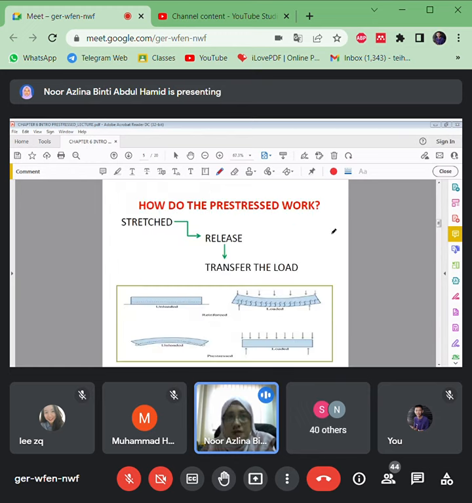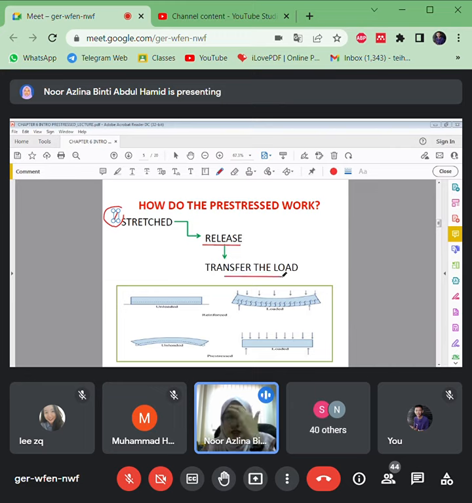So these are the basic things that you need to understand. How does pre-stressing work? First, we have to stretch. Okay, kita kena tarik steel tu. Okay, and then release in order to transfer the load to the concrete.